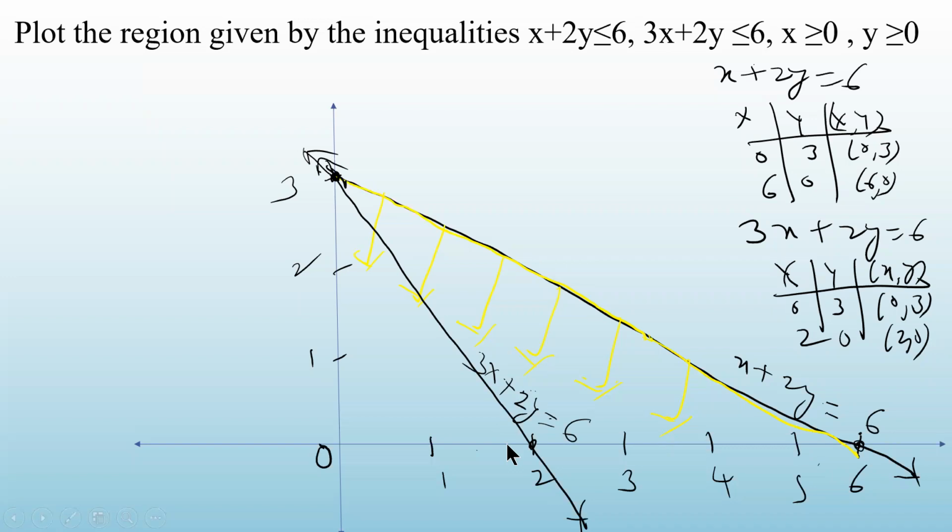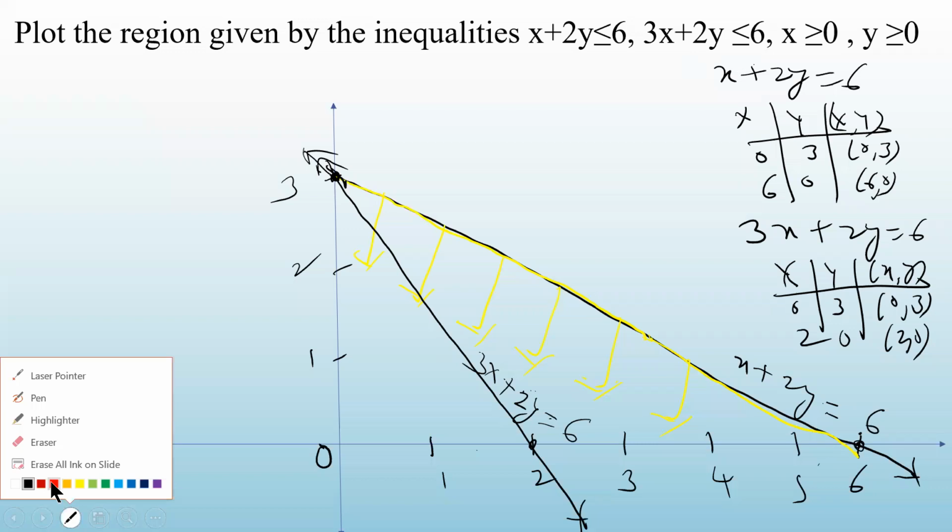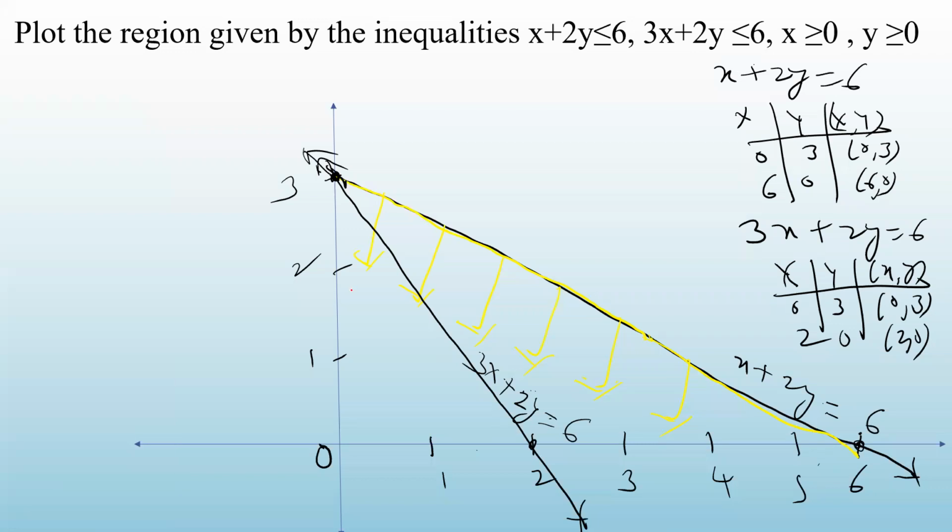Yes, correct. Which portion I want? 3x plus 2y less than or equal to 6. Can you tell me which portion of this line will be denoted by this? नीचे का या ऊपर का portion? नीचे का portion. Correct. So let me use another color here. तो ये portion. इस line के नीचे का portion. I am going only up to this.